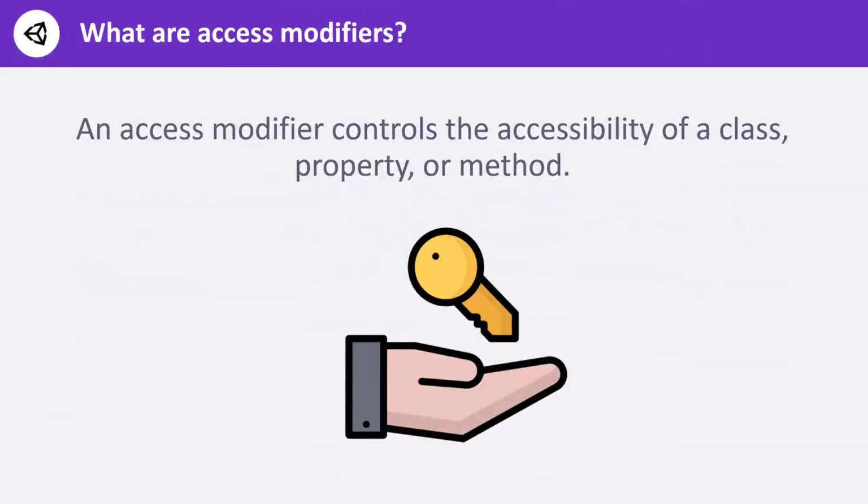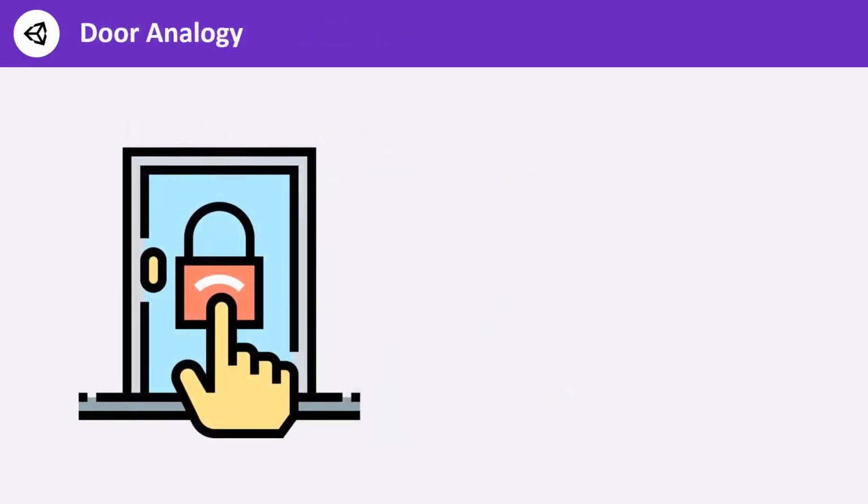For simplicity's sake, I will provide a simplified definition. Access modifiers can be a complicated topic to deal with. An access modifier changes the accessibility of a class, property, or method. Let's look at an analogy.